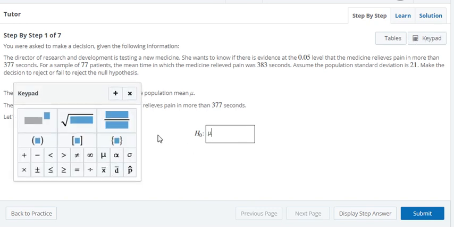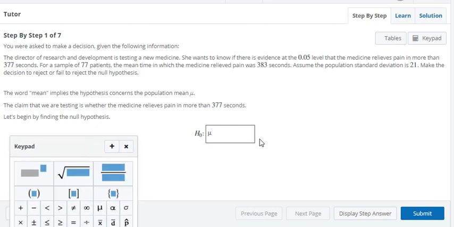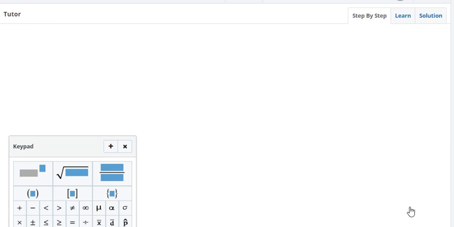So our mean, in this particular case, our original claim is that we are going to be less than or equal to 377. And that is because our claim, which is our alternative hypothesis, is that we're going to be greater. So our null hypothesis is always opposite of our claim. We check it, we move on.